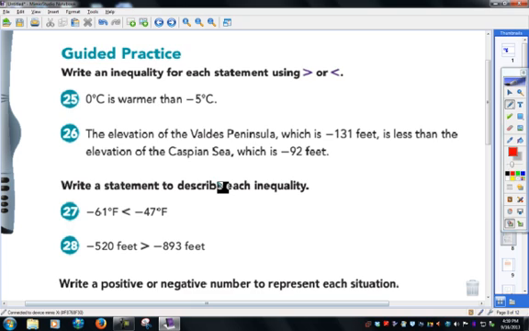A little bit of practice. I'd like you to try number 25, 26, 27, and 28. Pause, please.